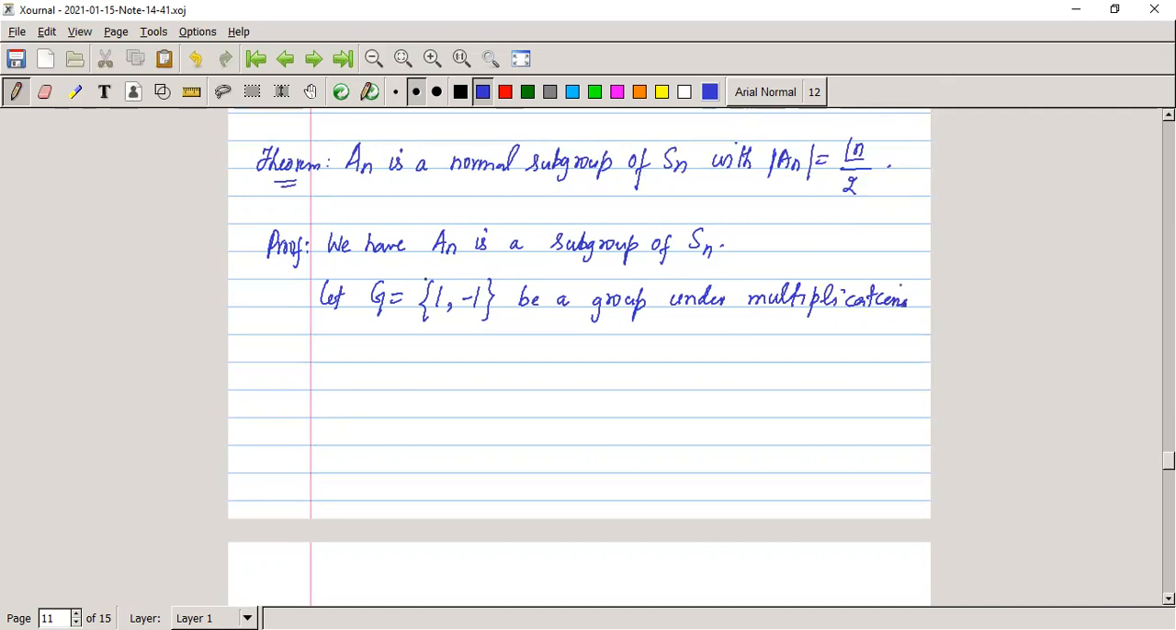This is a group under multiplication. In fact, this is a subgroup of the group of non-zero real numbers under multiplication. So we take this G as the group {1, -1} under multiplication. Now define the mapping.